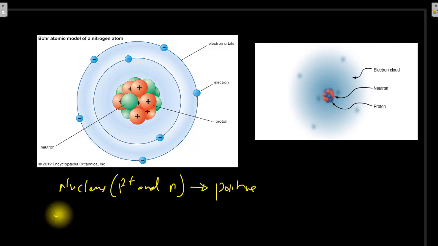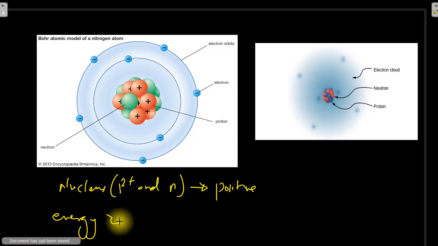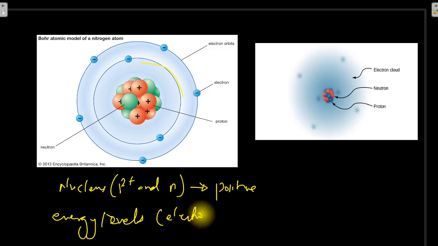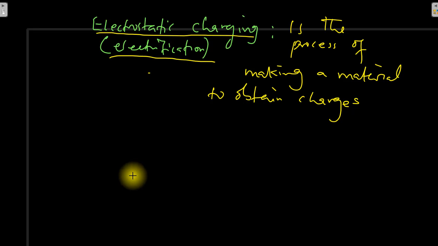Then you have the energy levels. These are the energy levels, and on these energy levels there are electrons. In fact, in the second picture you can see that these electrons form sort of an electron cloud around the nucleus, so the net charge here is negative because the electrons are negatively charged. Okay, so it's important to understand the atom before we proceed to understand how electrification takes place.